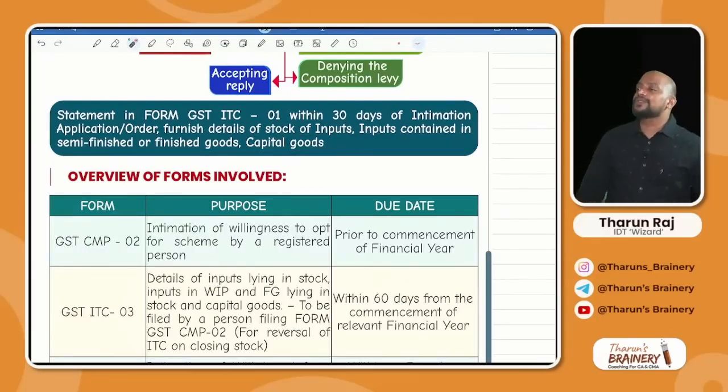Okay, now you are going into the composition scheme. When you go into the composition scheme, what do you need to do with respect to your closing stock? You need to avail ITC or reverse ITC? Reverse ITC. From the normal scheme, you are going into the composition scheme, so you need to reverse the ITC. For reversal of ITC on closing stock, what is the form that you will file? ITC 3. ITC 3 for reversal.